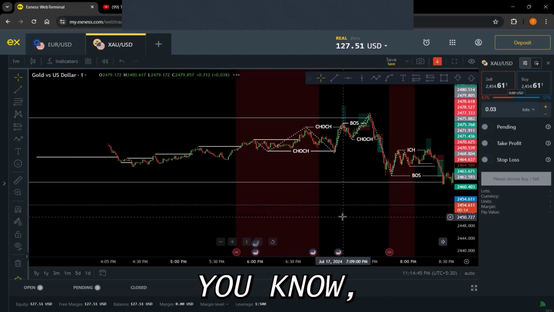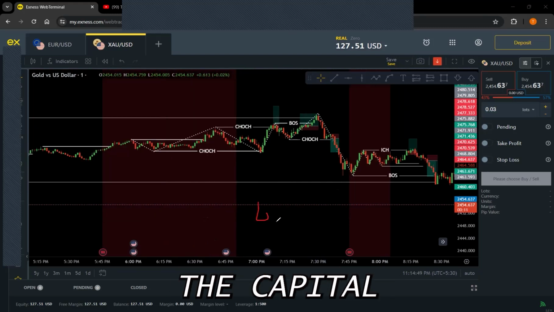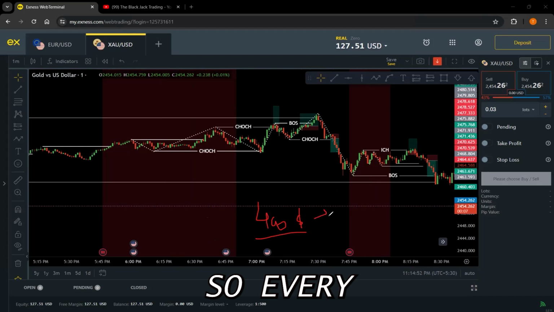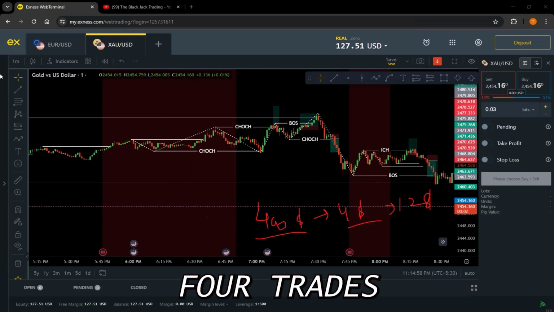Since my notional capital was 400, I'll give you the statistics first of all. My notional capital is $400. Every stop loss is around $4, 1% is the stop loss, and the target is around $12 in the market. Okay, so let's see what we have done today in these four trades.